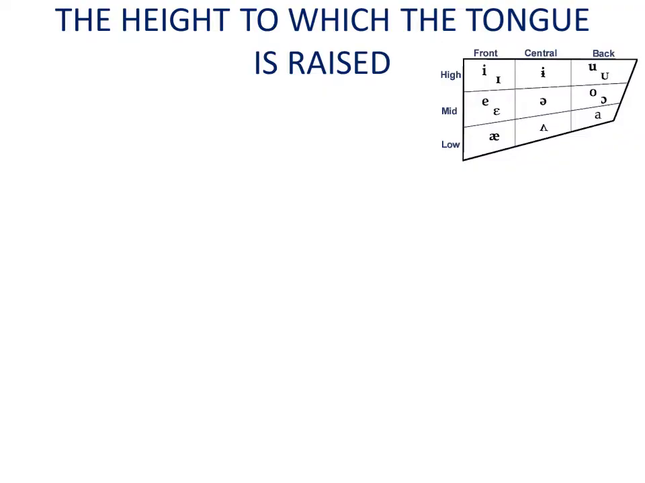The third point, in order to classify the vowel sound, is the height to which the tongue is raised, whether it is high, mid, or low, close, or open.